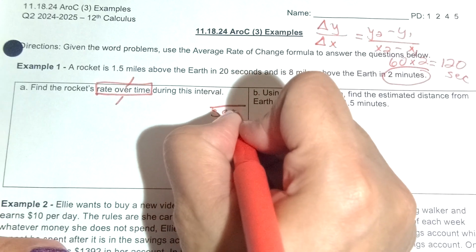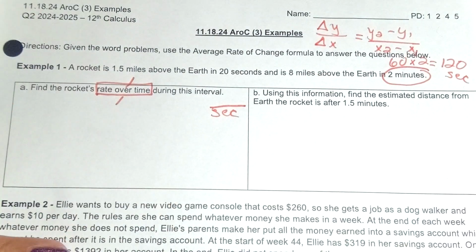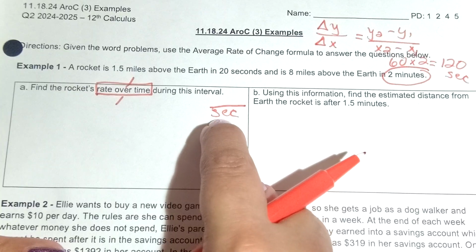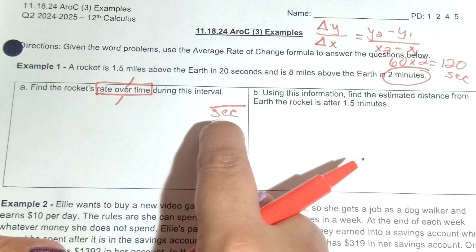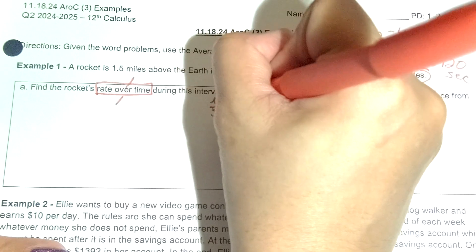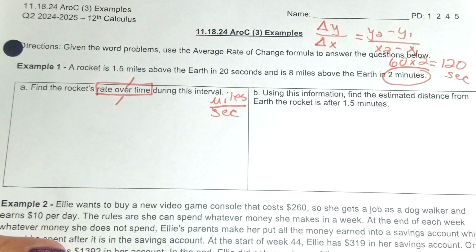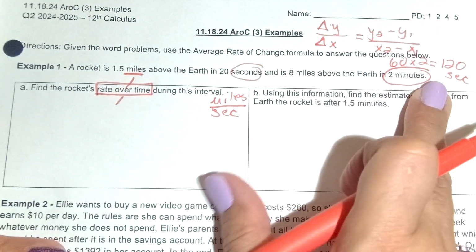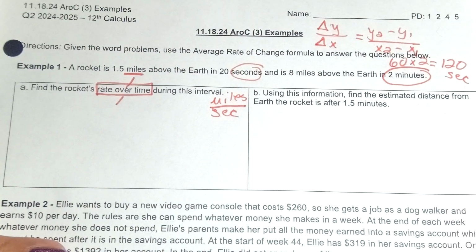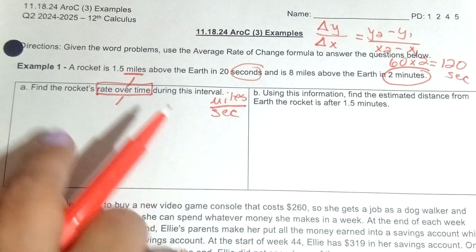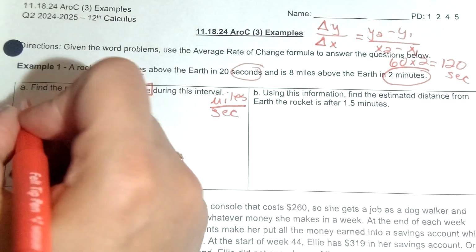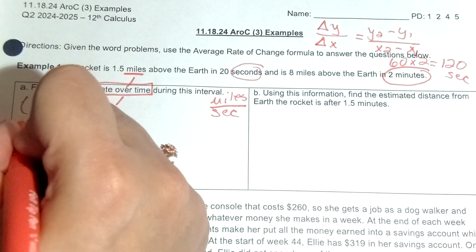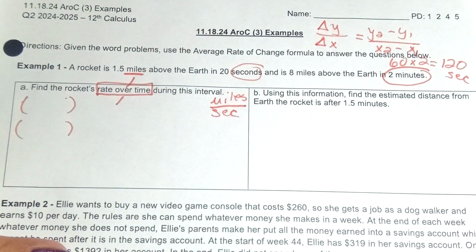So we have seconds. So then what's the other unit? Miles, good. Lucero, how do you know that? That's the only other thing. We have miles, we have seconds and minutes, but we changed minutes to seconds. Questions so far? Okay, so we need to now create coordinates to use my slope formula.